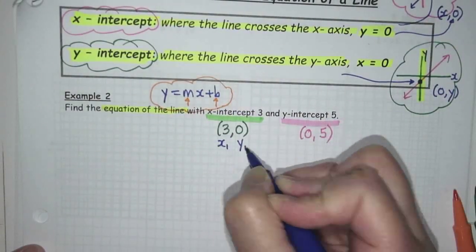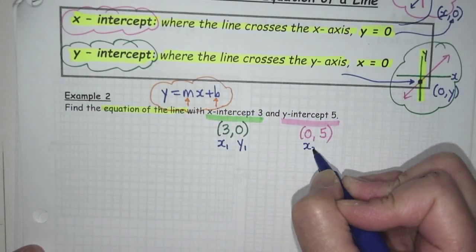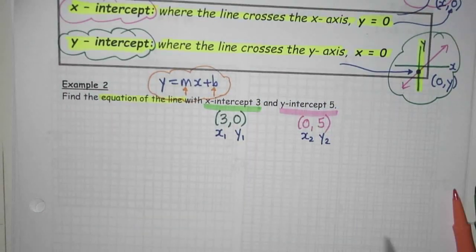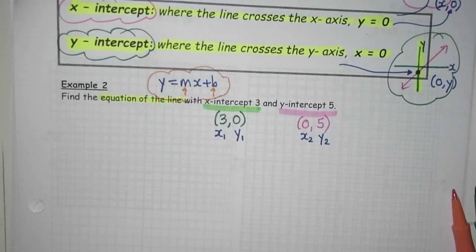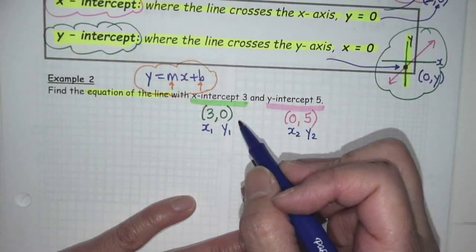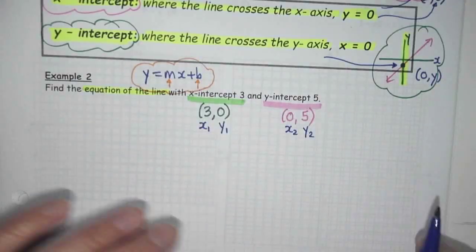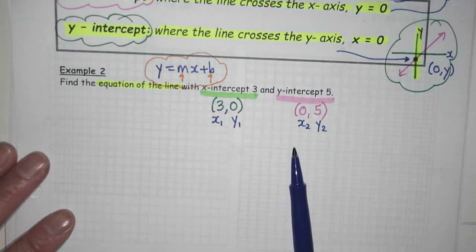x1, y1 is the x-intercept, (3, 0), and this is x2, y2. These are 2 separate points. When you think about this on my line, these are 2 separate points. This is not 1 point together. Some people go, oh, is it 3 and 5 together? No. I'm going to just draw it on the side.